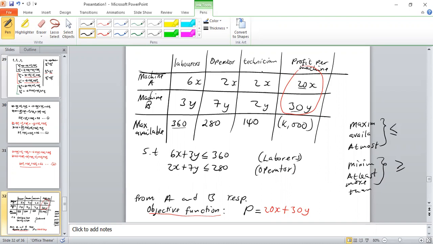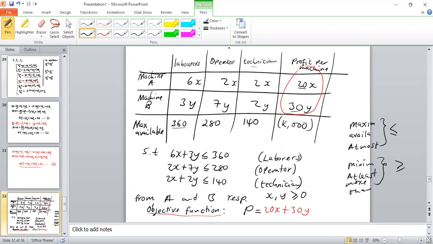Then finally, the last constraint coming from the technician, which is 2x plus 2y less or equal to 140. So this is a constraint coming from the technician. Then the condition as usual, where you say x and y are both non-negative, greater or equal to 0. This is a condition that is always there when you're doing linear programming.